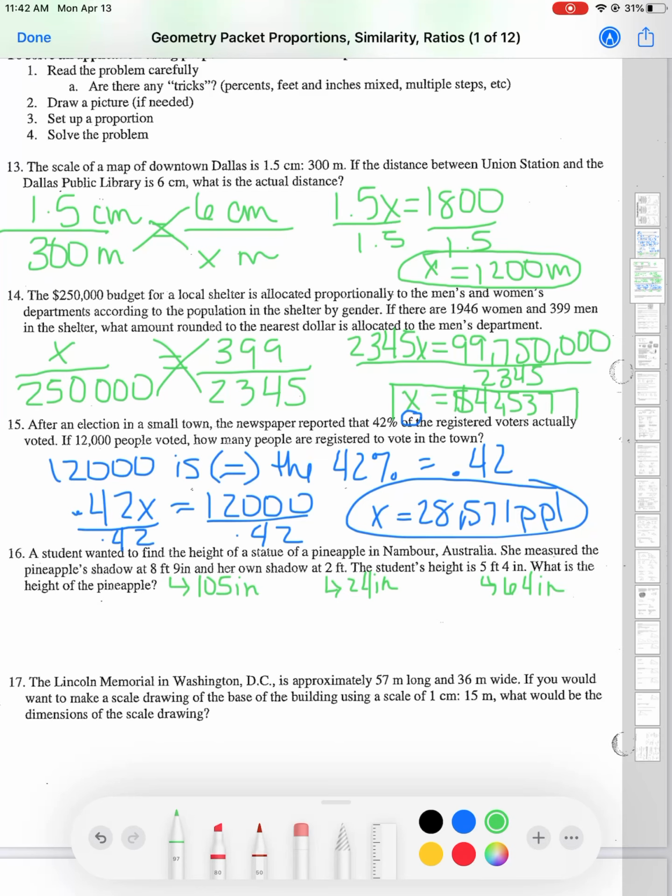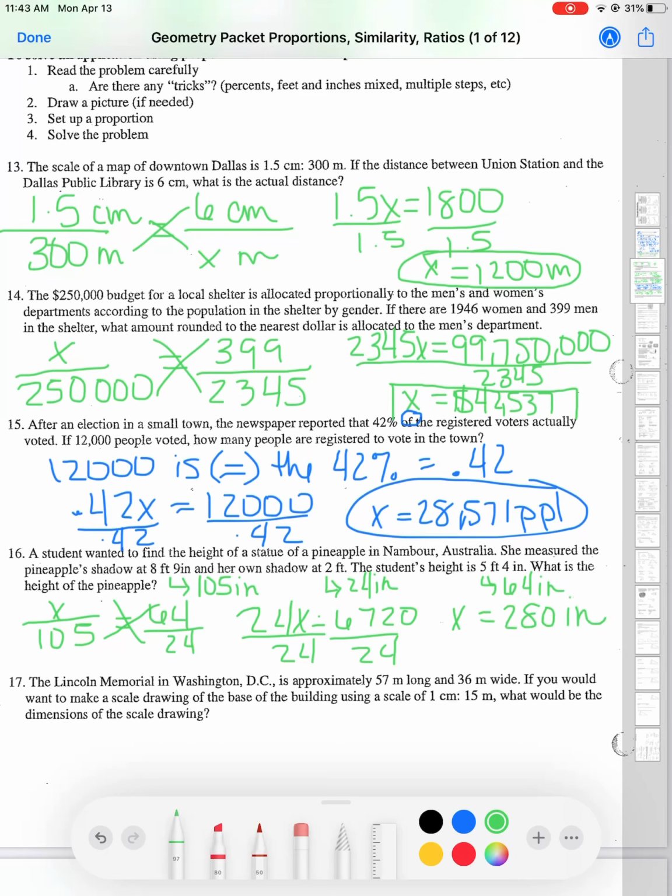So we want to do the height of the pineapple over the pineapple's shadow. So the height of the pineapple over the pineapple's shadow equals the height of the girl over the girl's shadow. And remember, we can always simplify this before we cross multiply. I'm just going to go for it. 24x equals 6,720. Divide by 24, divide by 24. X equals, that's 280 inches.